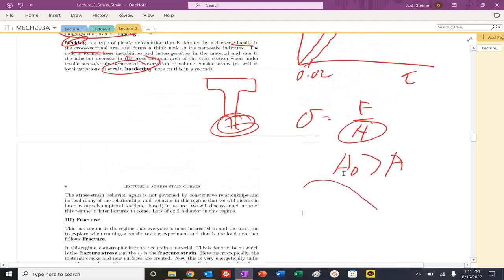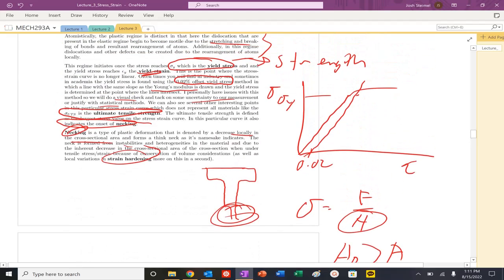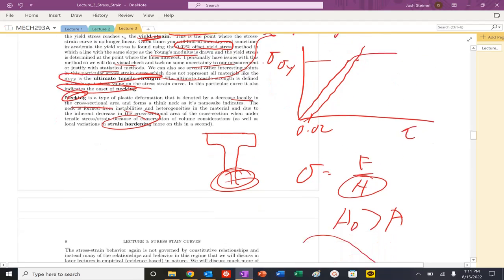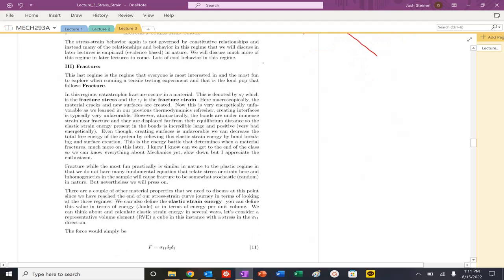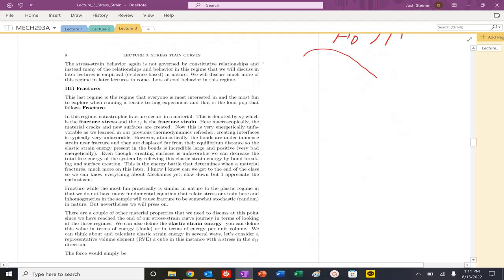So ultimate tensile strength is also referred to as strength as well. So we have to be careful of that notation, and that language is very, very important. And finally, fracture. So fracture, loud pop, everyone's scared. Fracture stress is going to be our sigma F, fracture strain here.